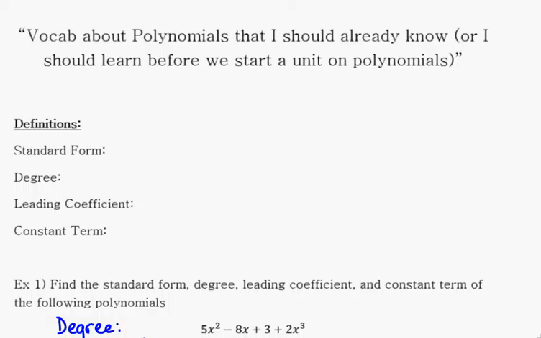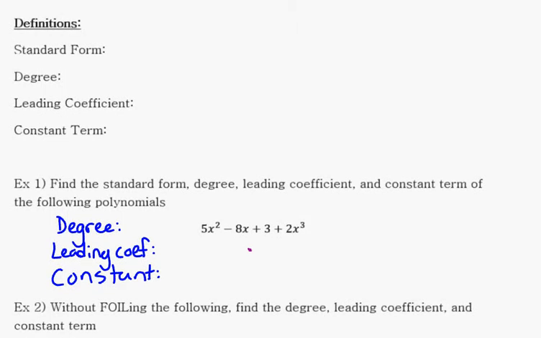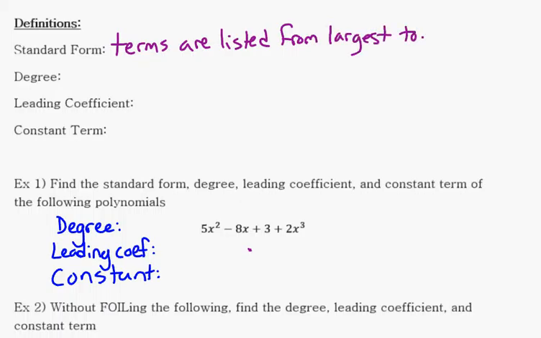Before we start a unit on polynomials, first it's really important to go through and look at some basic definitions that we're going to use every single day. So the first definition we're going to look at is standard form. And the standard form of a polynomial is when the terms are listed from largest to smallest exponent. It's just a standard way that we can write these out so that everybody's on the same page. Largest to smallest exponent. It's how we would probably naturally write them.